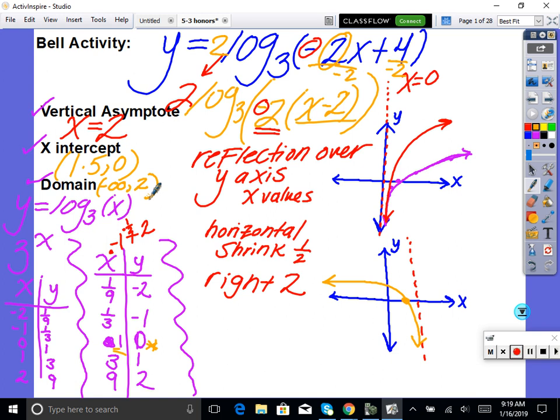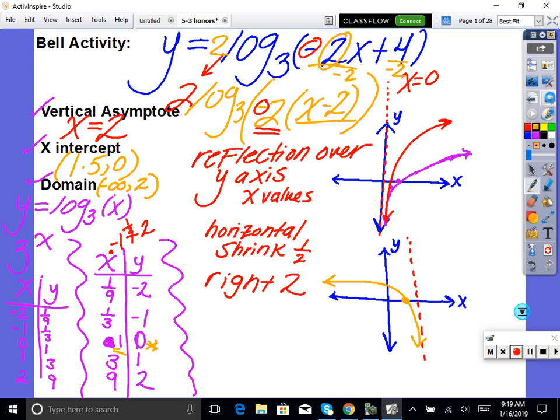So what are the steps to graphing the logarithm? Write down the parent function. Find the exponential's xy points, switch your x and y, then perform the transformation to your logarithm points. Does that make sense, the steps? Okay. When you get to the test, I need to see those steps.